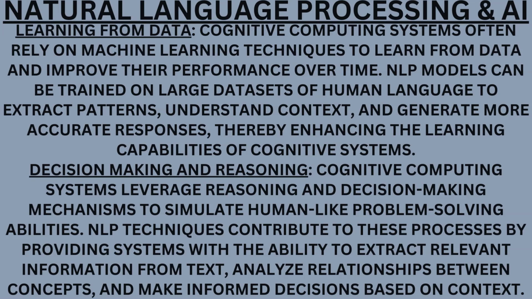Decision making and reasoning. Cognitive computing systems leverage reasoning and decision making mechanisms to simulate human-like problem-solving abilities. NLP techniques contribute to these processes by providing systems with the ability to extract relevant information from text, analyze relationships between concepts, and make informed decisions based on context.